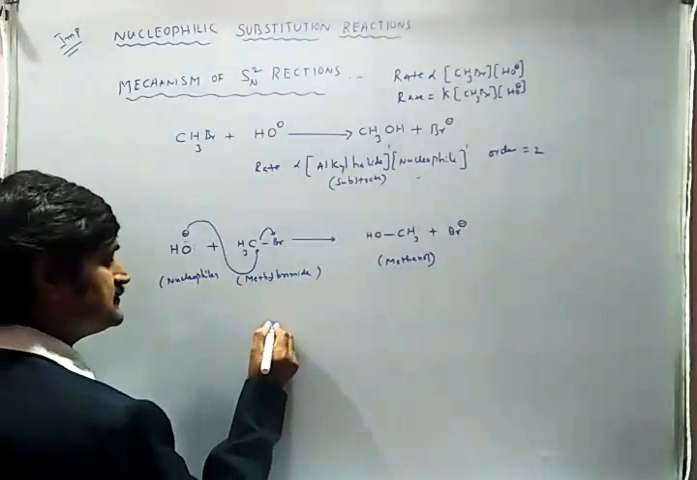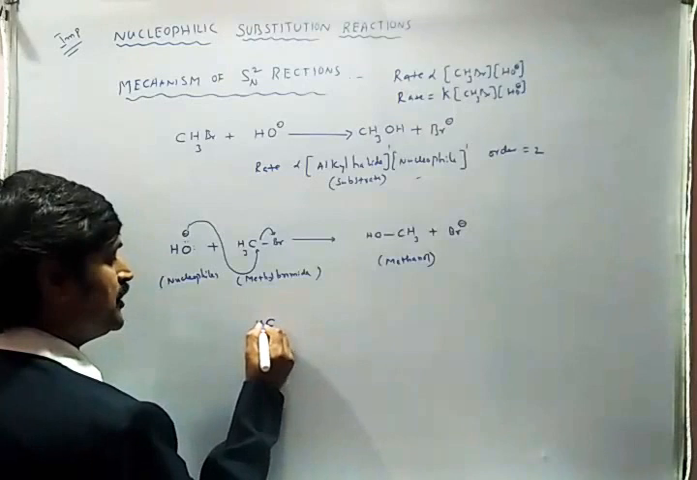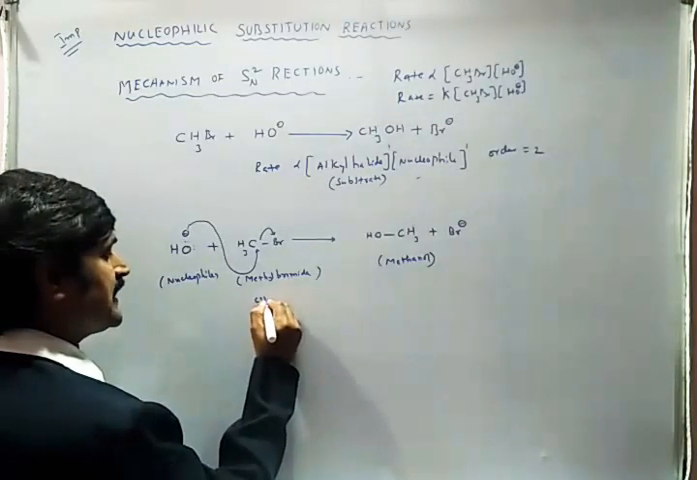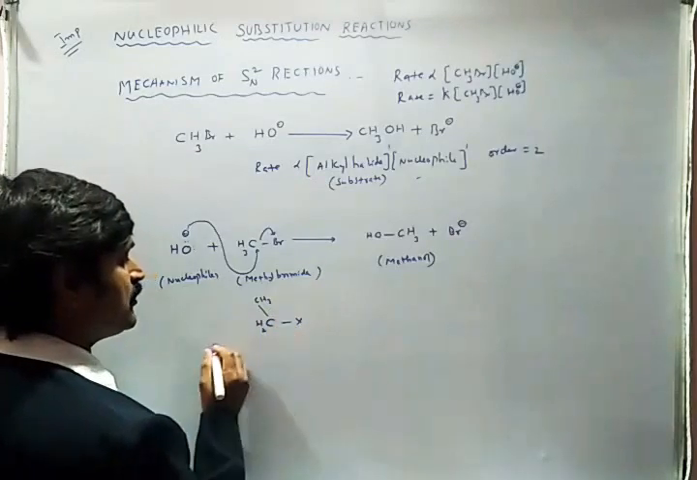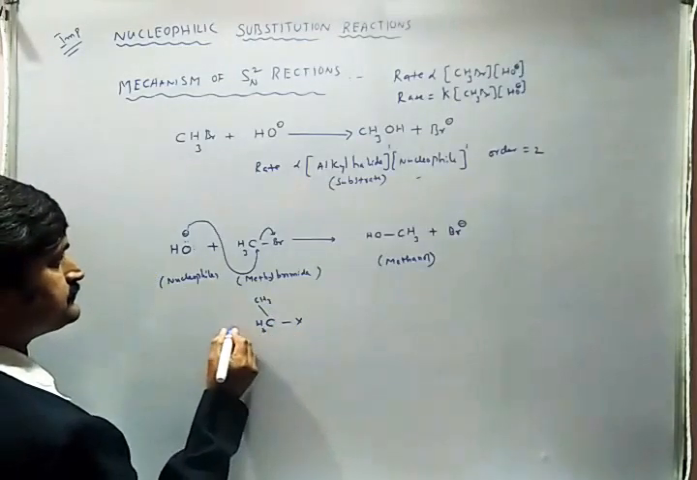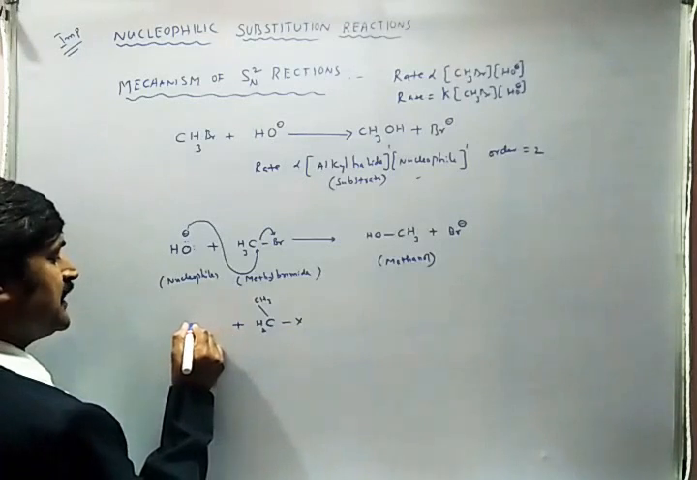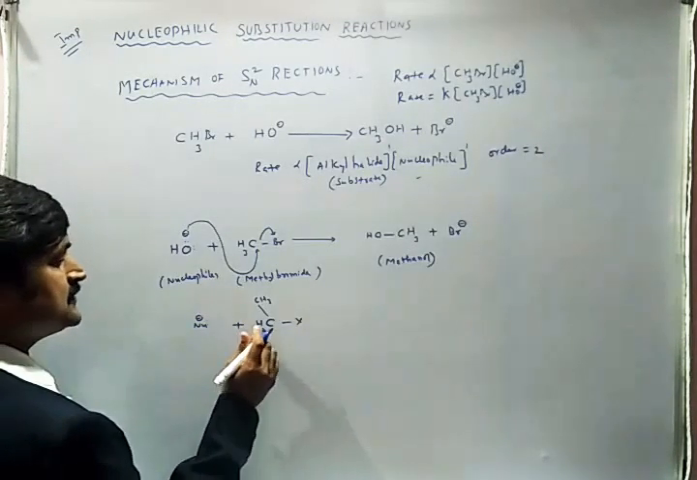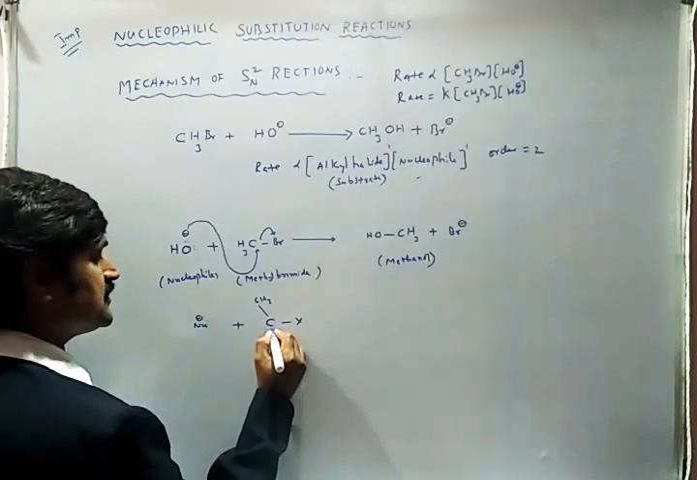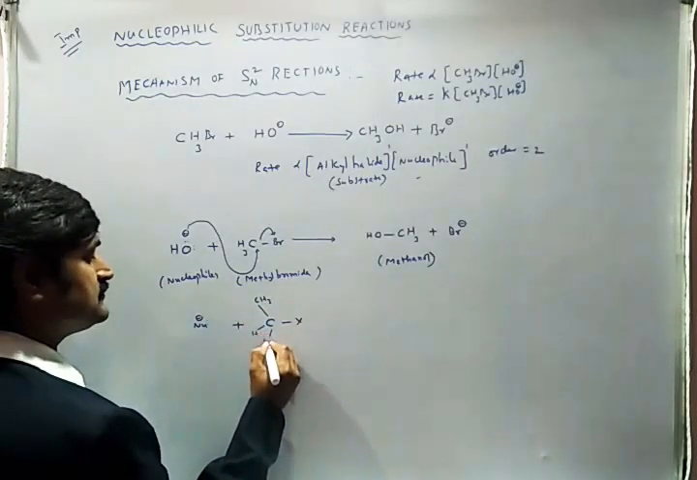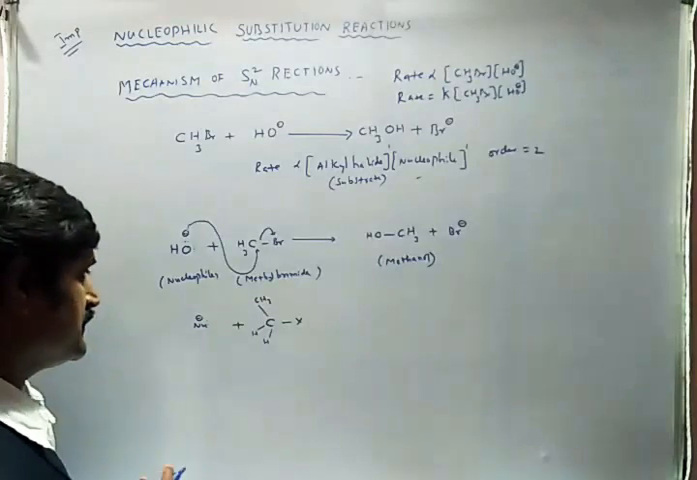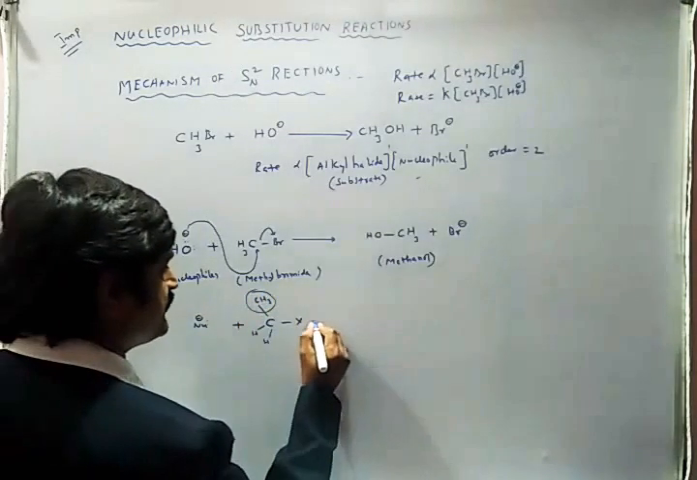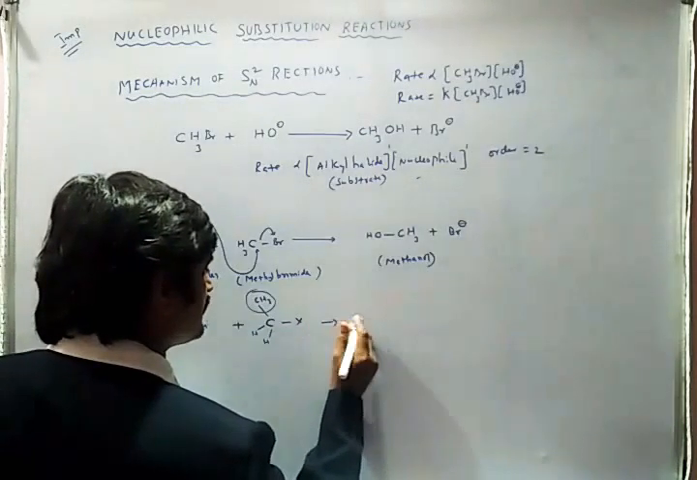The example here: if I write CH2 only and one methyl group here, one halogen is there. Okay, so here I am taking a nucleophile. Assume this is hydrogen. This is one thing, so you can understand how the size is there. So it will proceed in a different way.